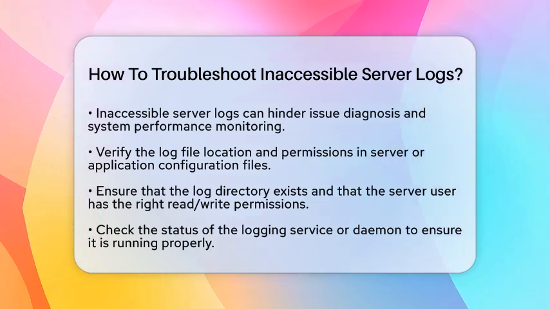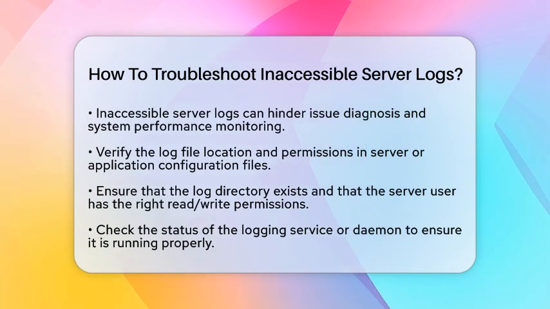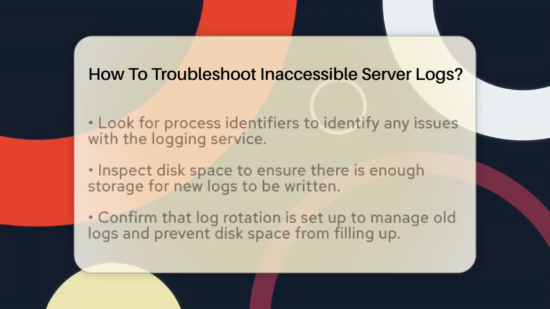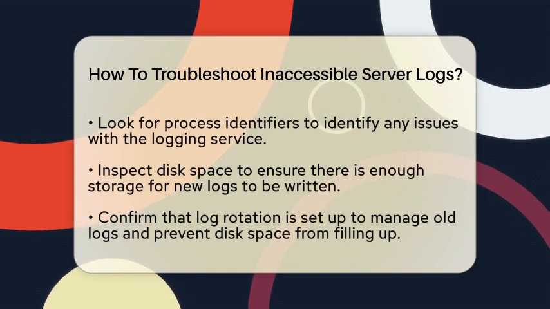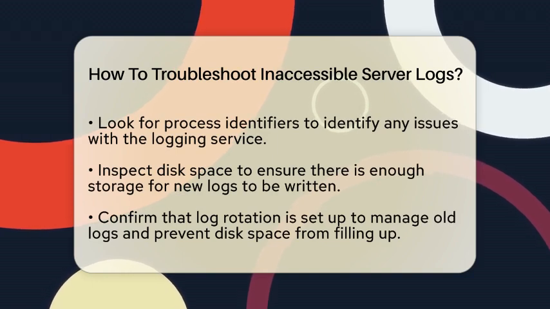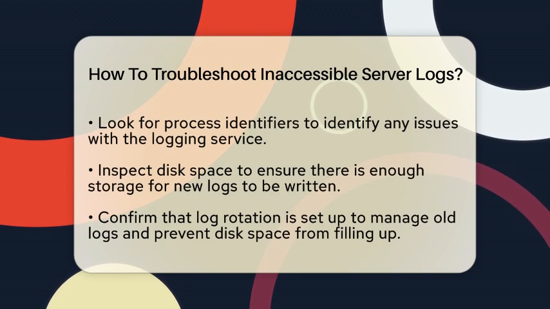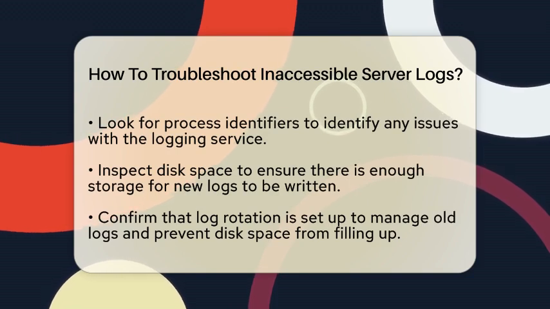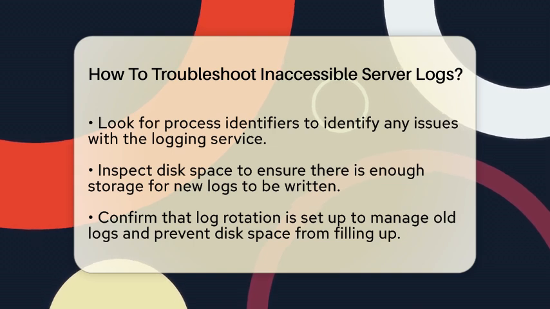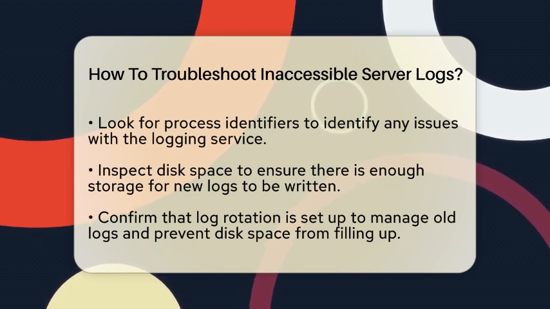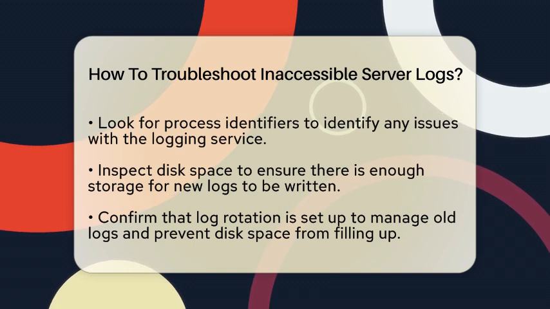Next, check the status of the logging service or daemon. Many servers depend on logging services, such as log daemon or system logging, to record logs. Make sure these services are running smoothly by checking their process identifiers. If you notice a process identifier that changes frequently or is missing, it might indicate that the logging service has crashed or restarted unexpectedly.